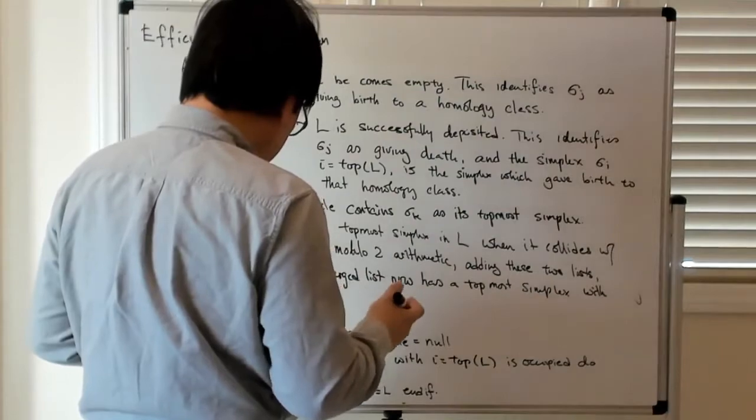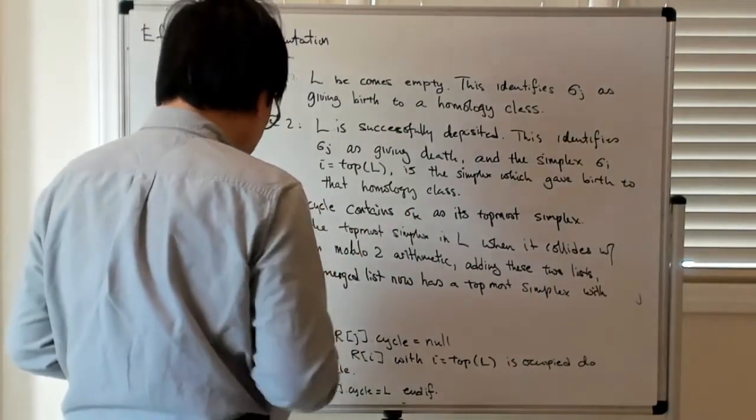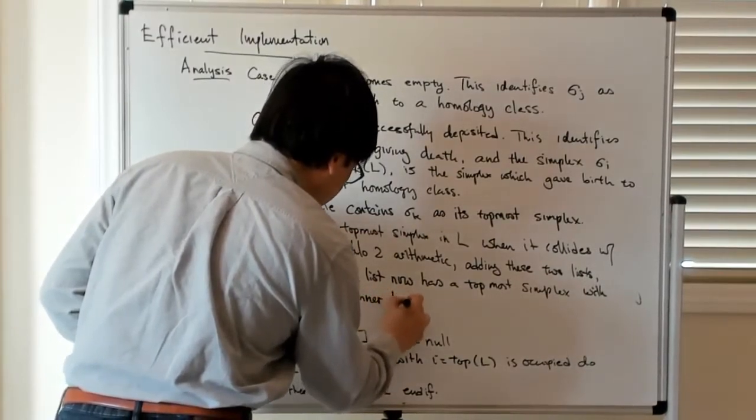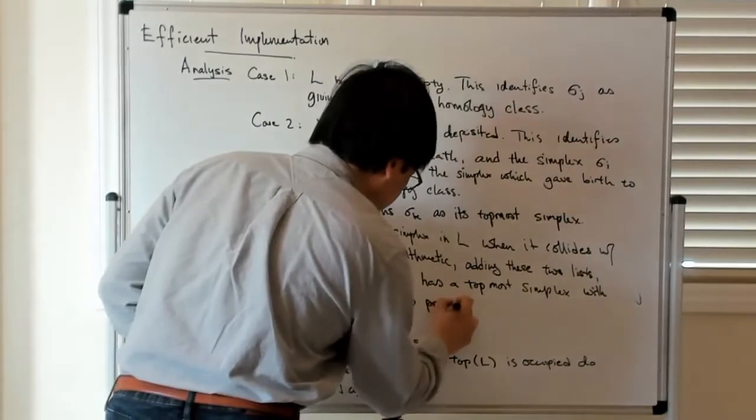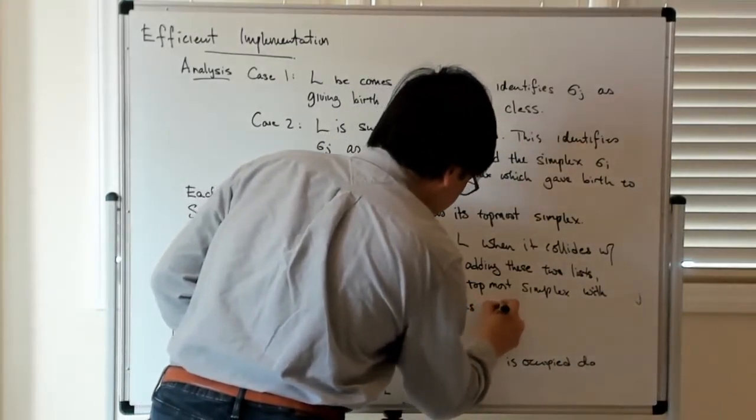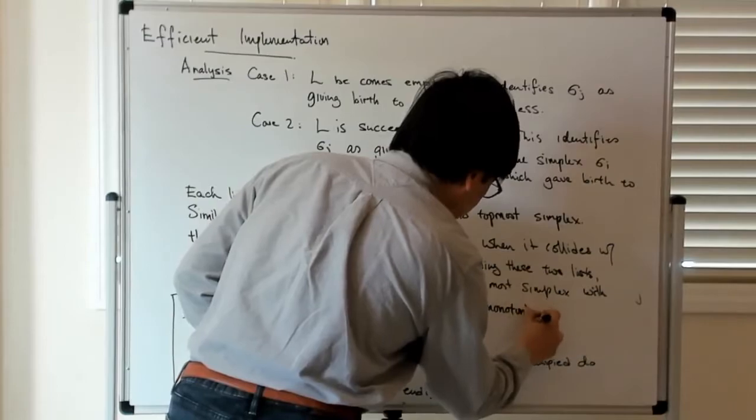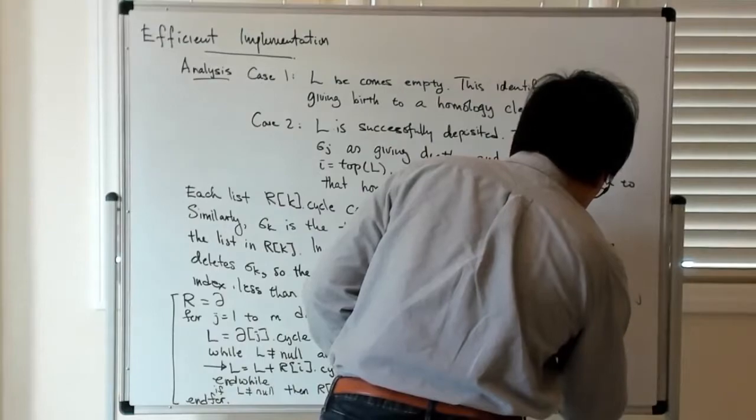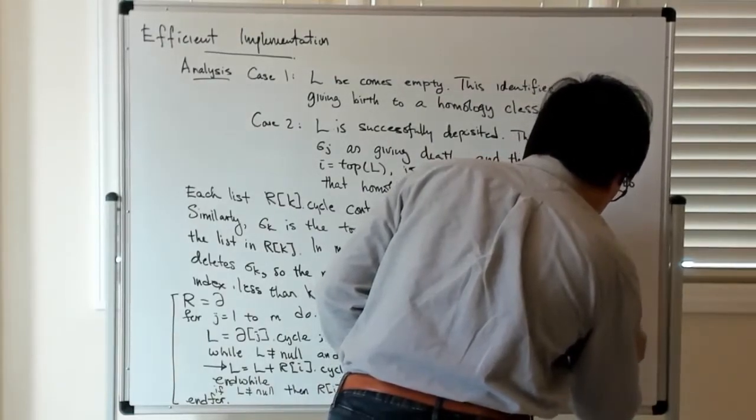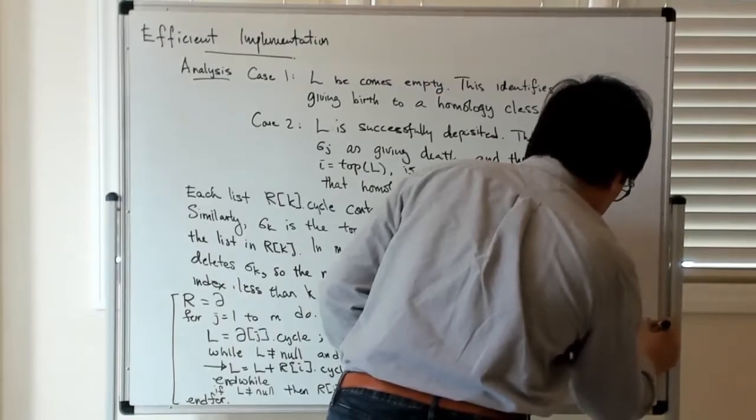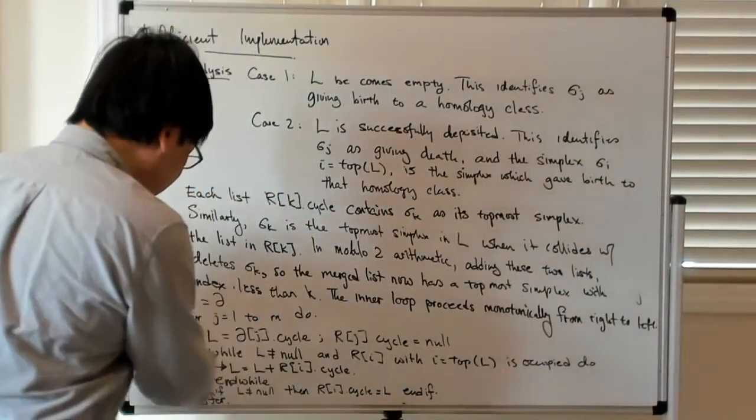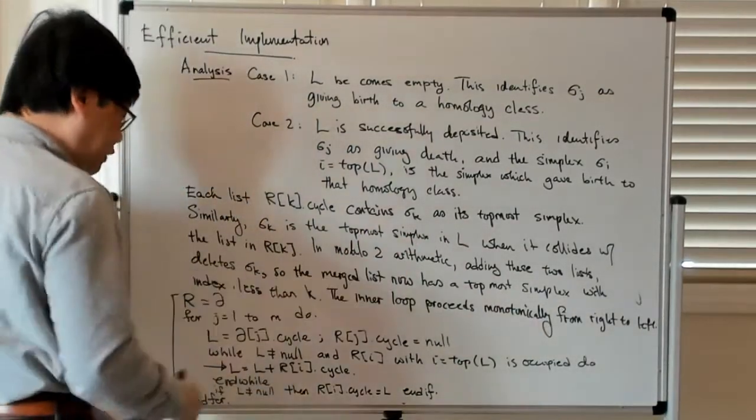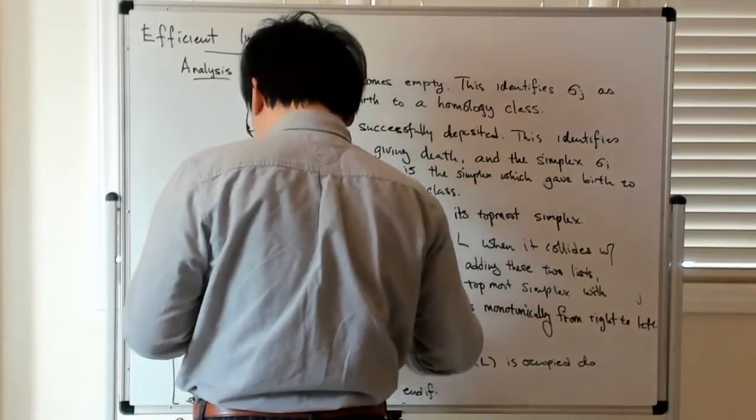And then this inner loop proceeds monotonically from right to left. So this is the inner loop. This while loop proceeds from right to left. Okay, the outer loop proceeds from left to right. Okay.